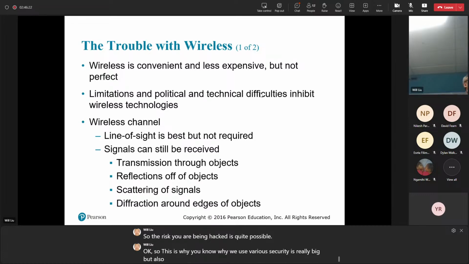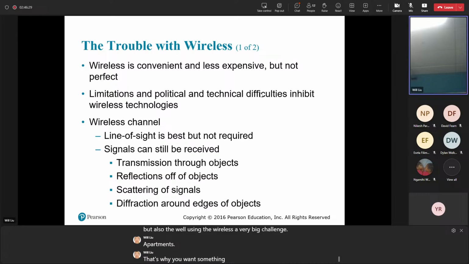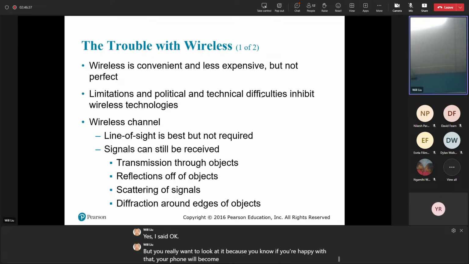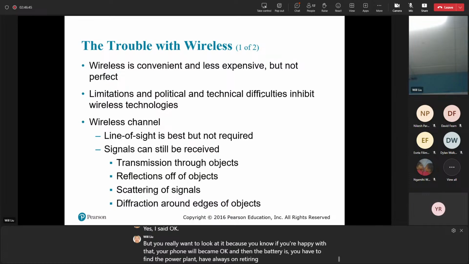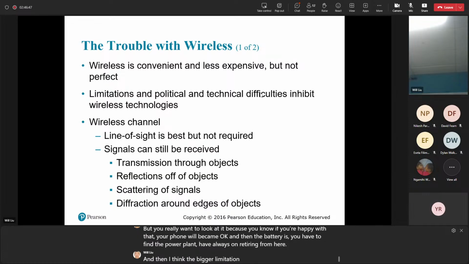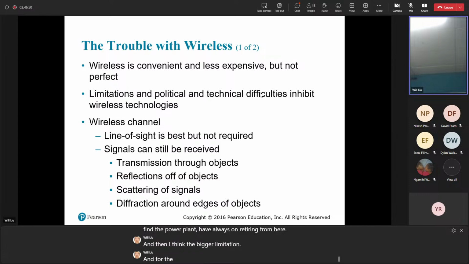And also, when we use wireless, a very big challenge is the battery. That's why sometimes when you play a game, you really want to look for a power plug, because if you keep doing that, your phone will become hot and then the battery is gone. So you have to find some power plug to recharge your phone. That is a big limitation for the laptop too.